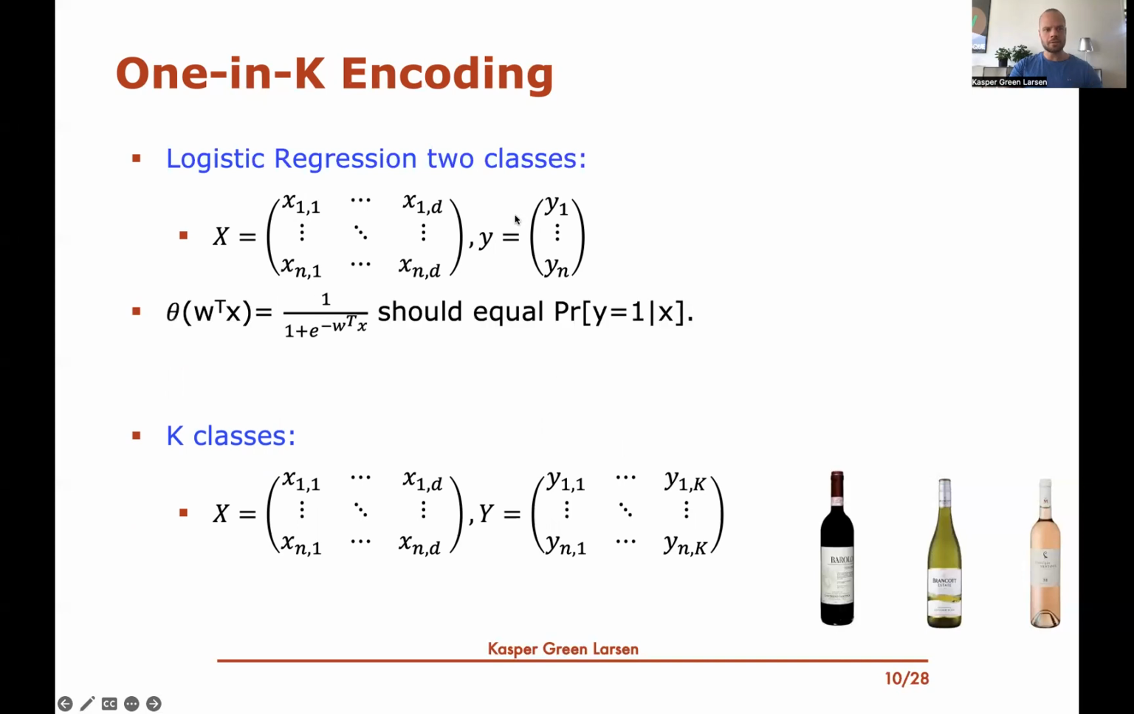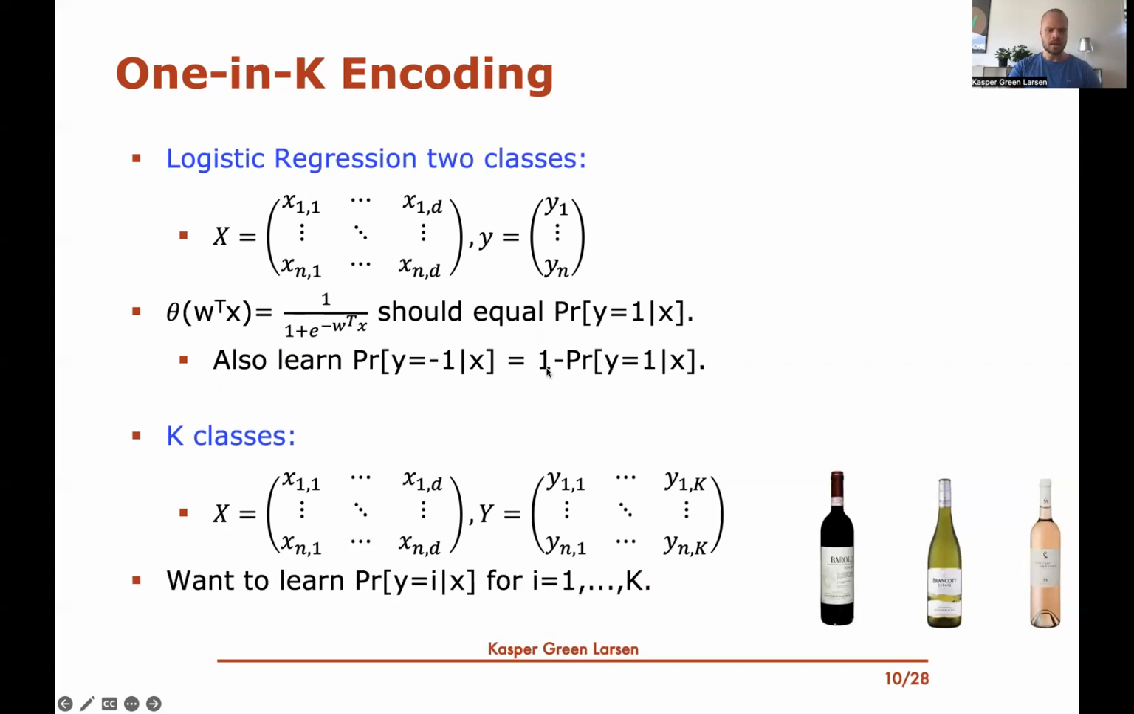And now for logistic regression with 2 classes, the way that we made predictions was that we evaluated the sigmoid function on the inner product between W and the feature vector X. This gave us a number, and the intention was that this should equal the probability of seeing the label 1 given this feature vector X. And of course, if we can learn the probability that the label is 1, when there are only 2 classes, this also learns the probability that the label is -1, because you can just subtract the probability that it's 1 from 1.